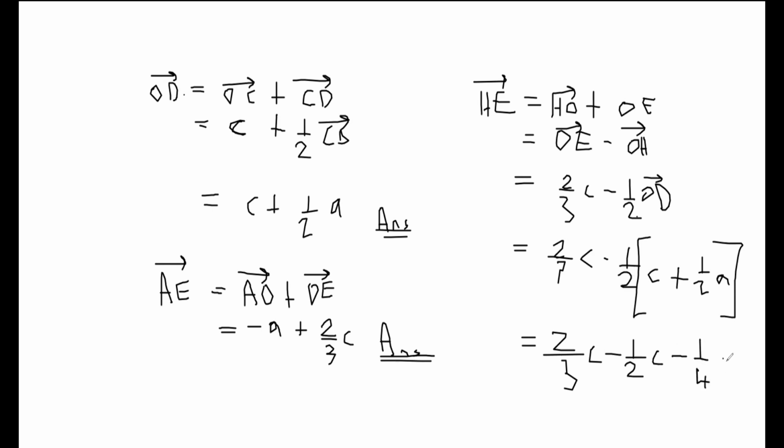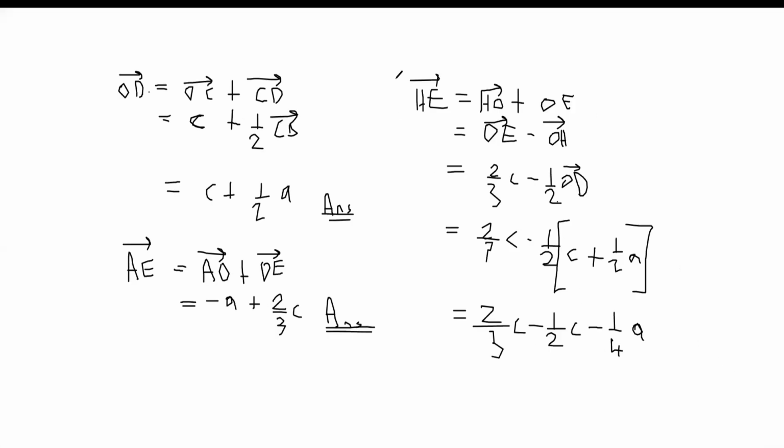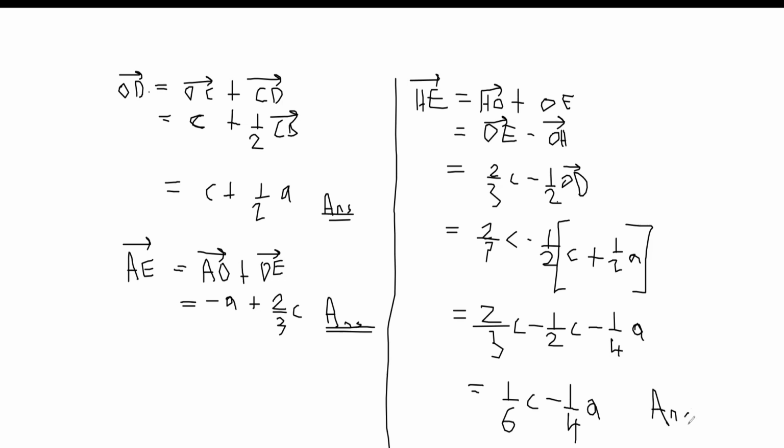Now, of course, you need to simplify your answer. If you look at this right here, you have 2 over 3 C minus 1 over 2 C. 2 over 3 minus 1 over 2 is 1 over 6. So that becomes 1 over 6 C minus a quarter A. And that is going to be vector HE. All right, we're having fun so far, no issues.